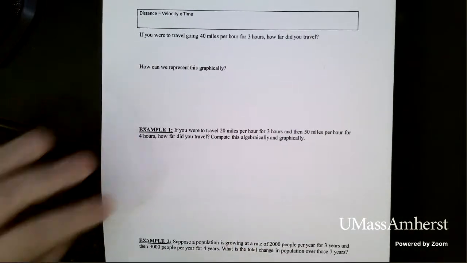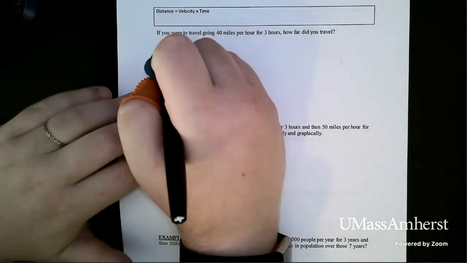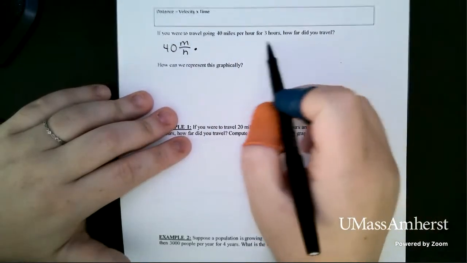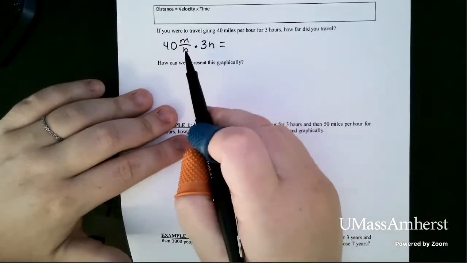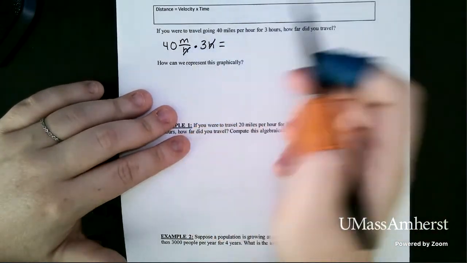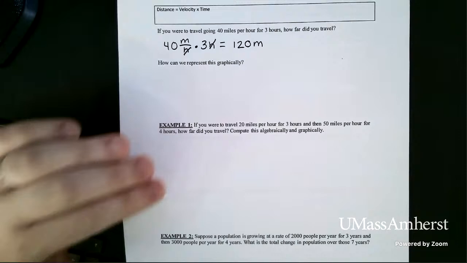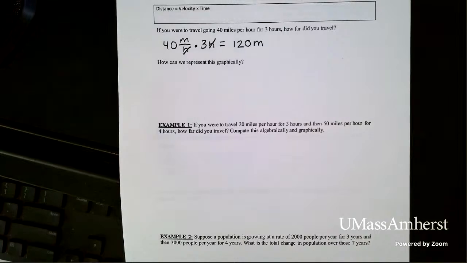So we start with this idea: if you were going to travel 40 miles per hour for 3 hours, how far did you travel, right? You would take your rate, 40 miles per hour, times your time, 3 hours. Now, if we multiply these together, the hours units will cancel, and we get 120 miles. So you traveled 120 miles during this 3-hour period.